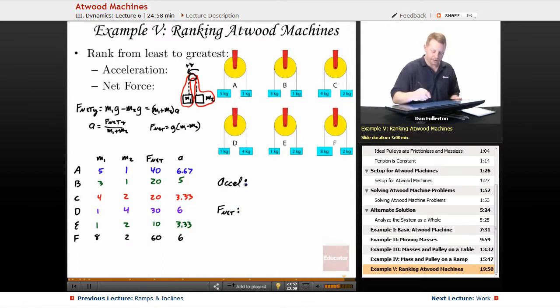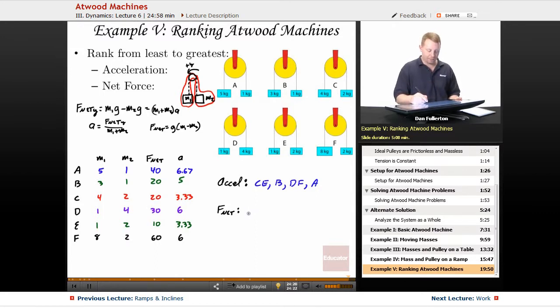Now I just use my table to rank them from least to greatest for acceleration. Looks like we have C and E together, so those are the smallest. Then we go up to B. Then it looks like D and F are both 6, so those are together. And finally, our highest acceleration, A.